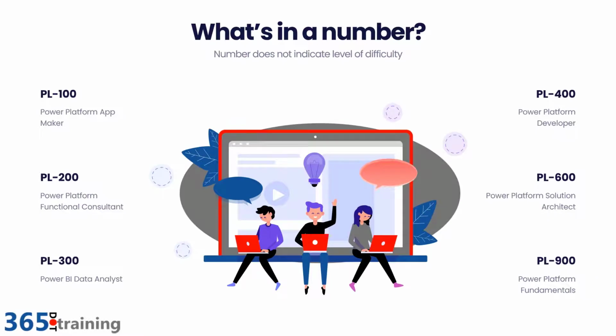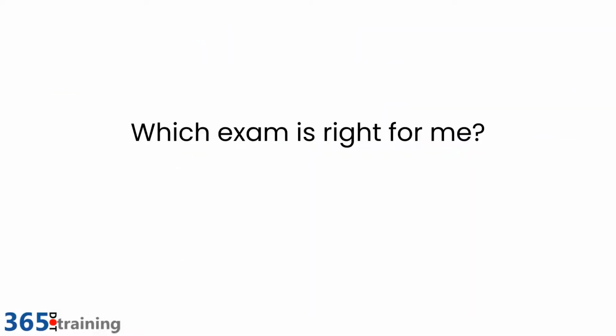So when it comes to these Power Platform exams, they all have these numbers, and these numbers are confusing. Their names are fairly helpful, but the numbers don't necessarily indicate a level of difficulty. It's not that 100 is easy and 600 is more difficult. They're role-based. Let's jump in and talk about what those exam numbers mean and who should be taking which. Which exam is going to be right for you?